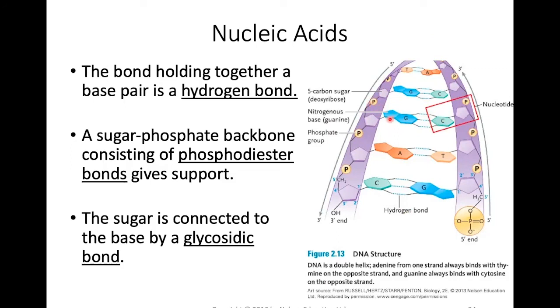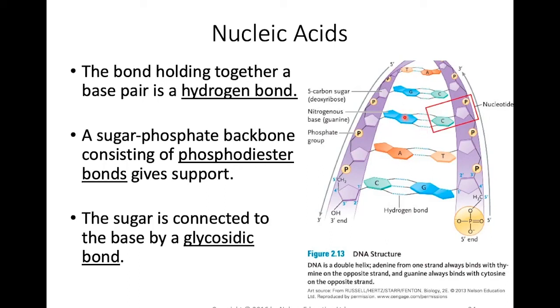And then the sugar, you can see here, here's all of those pentose sugars. Because we're looking at a double-stranded DNA molecule, you know that's a deoxyribose sugar. The sugar is then bound to the nitrogenous base by a glycosidic bond. Okay, so just from this one diagram, you've got 3 different bonds, okay? So holding the 2 complementary strands together, we have the hydrogen bonds.